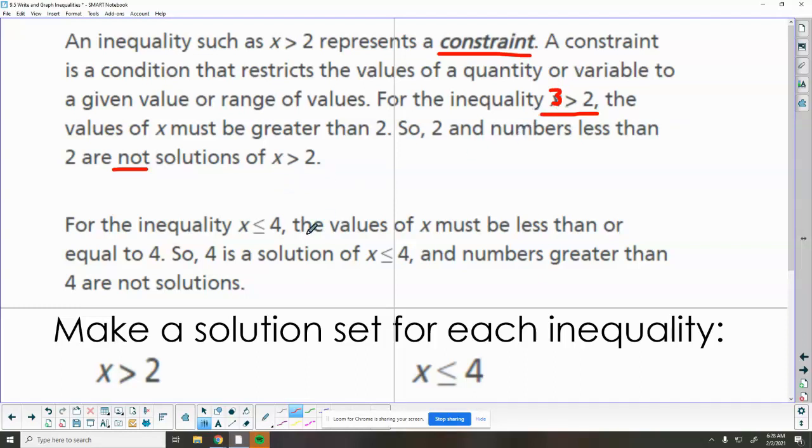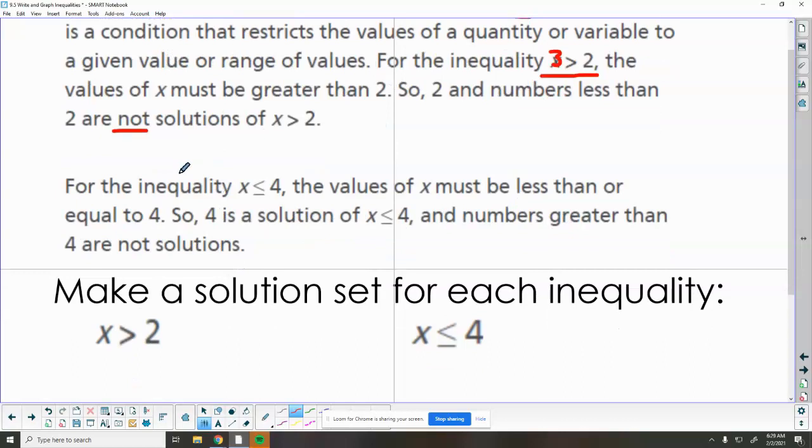So let's take a look here. Another example is we have x is less than or equal to 4. So the values of x must be less than or equal to 4. In this case, 4 is a solution. 4 is less than or equal to 4. And anything smaller than that is a solution, but anything bigger than that is not a solution.